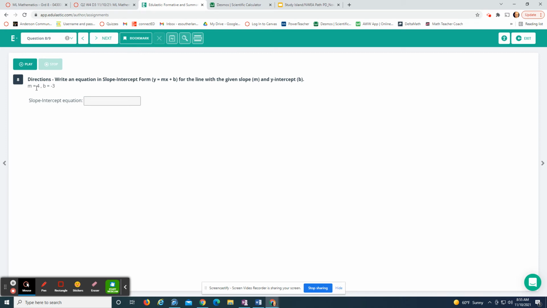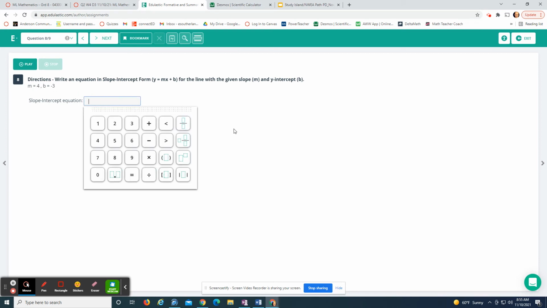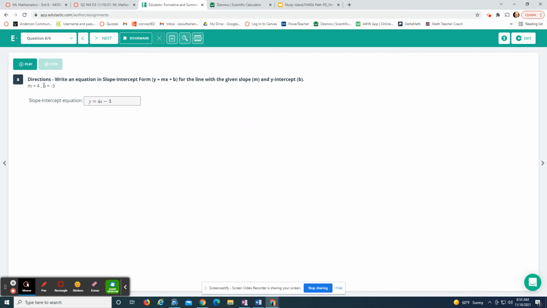This one gives you the m and the b, so all you've got to do is type it in. Y equals, the m is 4, x goes beside it, and then the b is negative 3, so we put minus 3. All I did was plug those numbers in for those values.